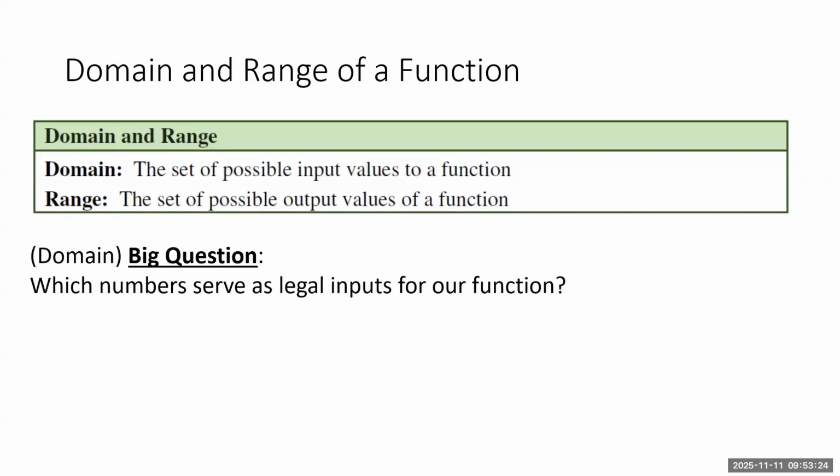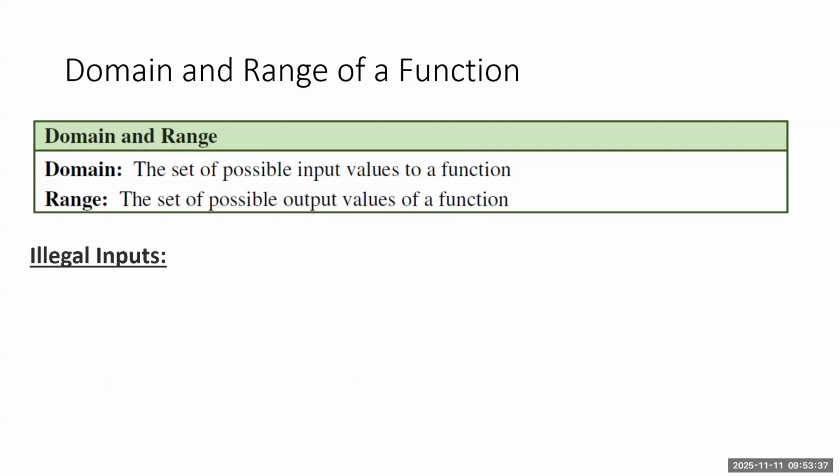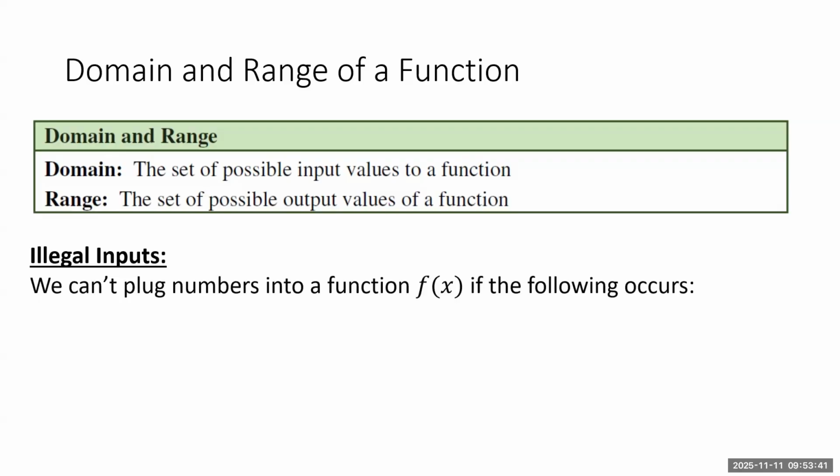So when we're trying to find the domain, our big question is, which numbers serve as legal inputs for our function? This leads to a more interesting question, which is, what aren't legal inputs? Why aren't they legal? Illegal inputs. We can't plug numbers into a function, f of x, if the following occurs. 1, if we divide by 0. We have an example function here. We'll call it f of x, and we'll say that function is 1 over x minus 3.